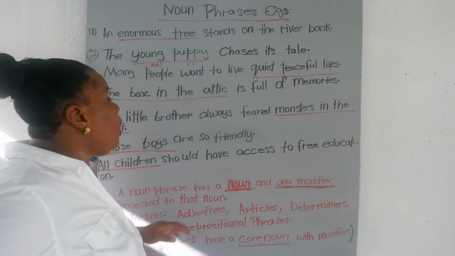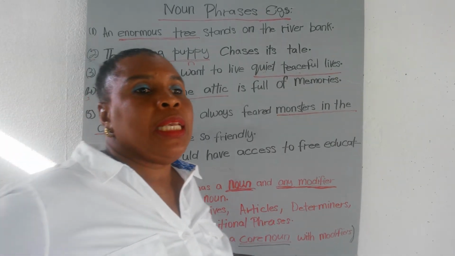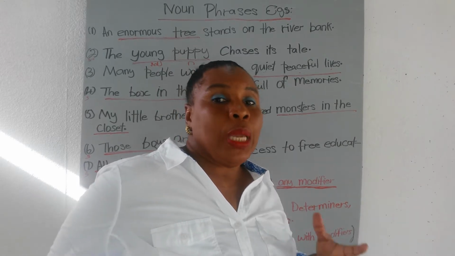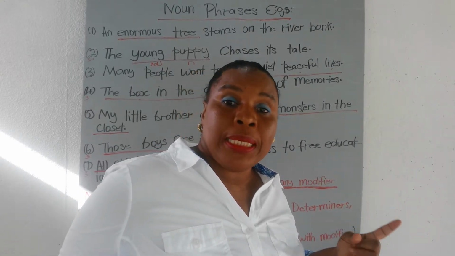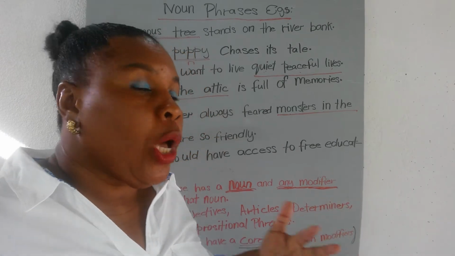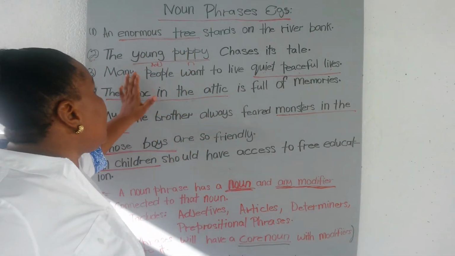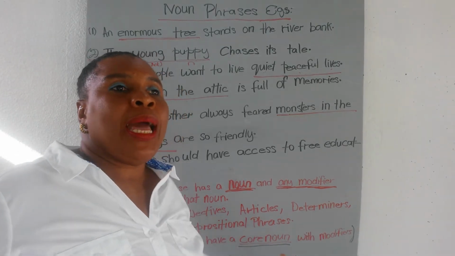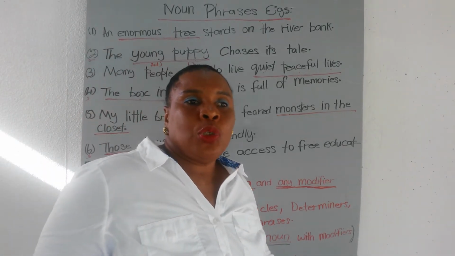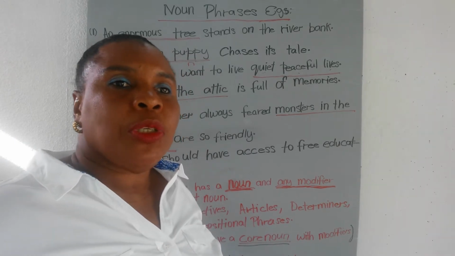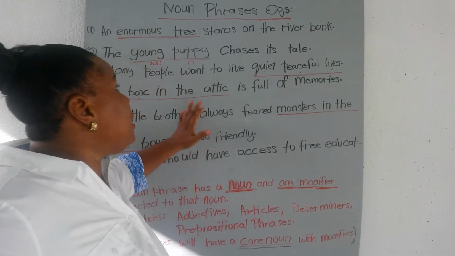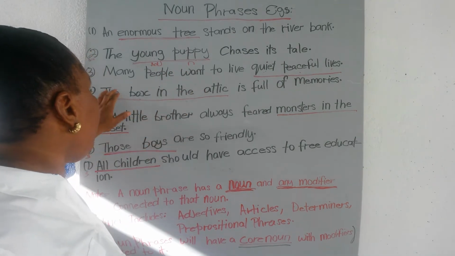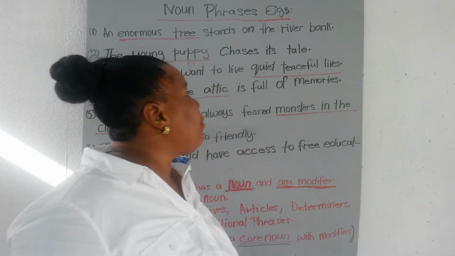Alright? In these sentences, with the structures of noun phrases, you can also pull the subject from these sentences, and I will show you how in this class. So the young puppy would be the subject. So if they ask in your exams to identify the subject in the sentence, the young puppy would be the subject.